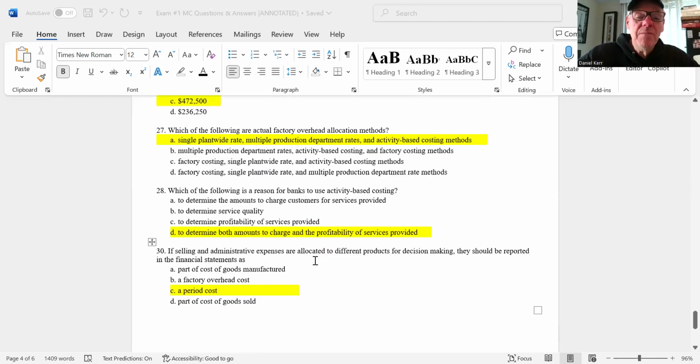And number 30, if selling and administrative expenses are allocated to different products for decision-making, they should be reported on the financial statements as well. The fact that we may have allocated selling and administrative costs to the product for decision-making is fine, but when it comes to the financial statements, any period cost does not become part of the cost of the product, so it remains a period cost. So we may lump it with the other costs to analyze the profits of a particular product, but that's just an allocation for decision-making purposes. On the general purpose financial statements, selling and administrative costs are a classic example of a period cost, so the answer is C.